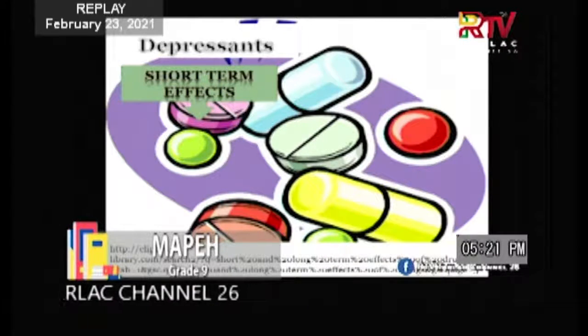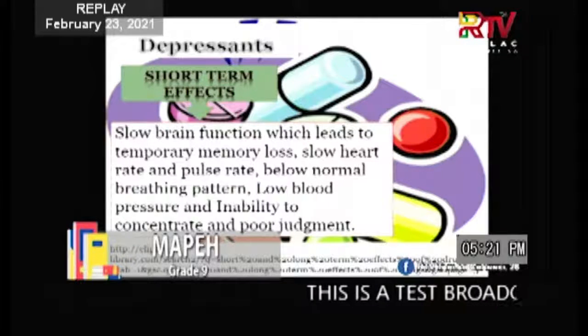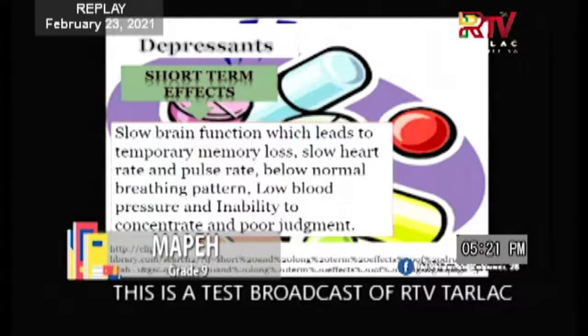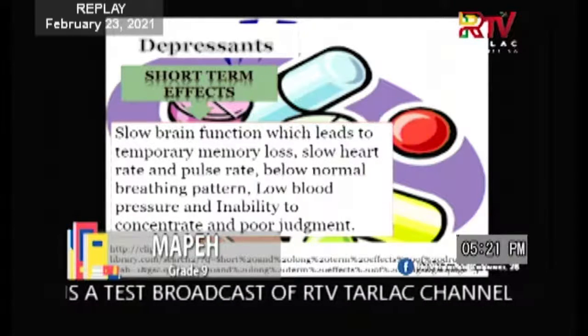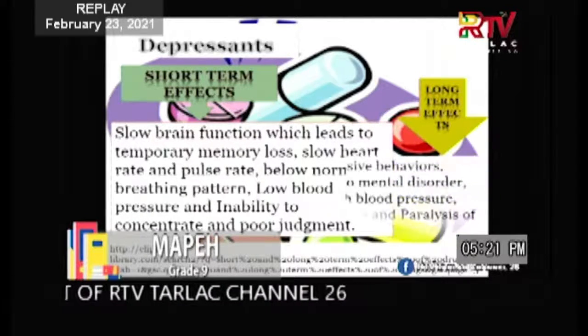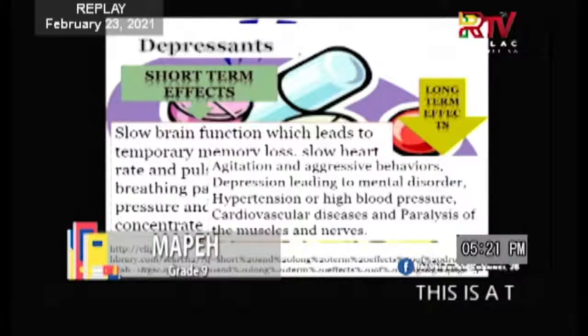The short-term effects of depressants are the following: slow brain function, which leads to temporary memory loss, slow heart rate and pulse rate, below normal breathing and pattern, low blood pressure, inability to concentrate, and poor judgment. And the long-term effects of the depressants are the following: aggressive behaviors, depression leading to mental disorders, hypertension or high blood pressure, cardiovascular problems, and paralysis of the muscles and nerves.